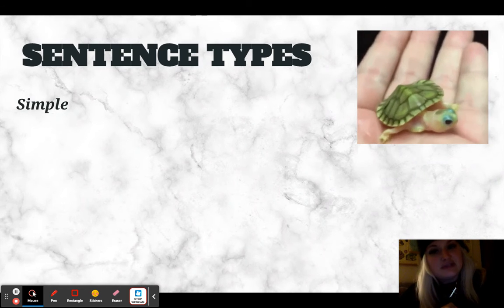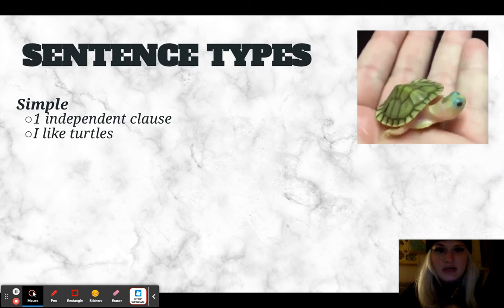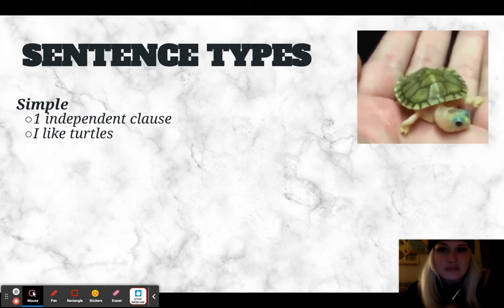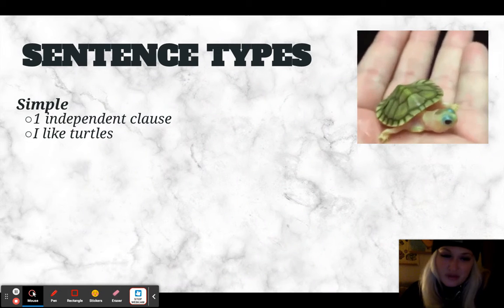So, we have simple sentences, straight up, has one independent clause. I like turtles. Boom. Subject, verb, complete thought. Easy, simple. Look at that precious turtle.